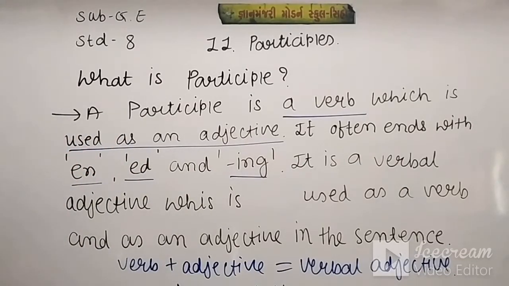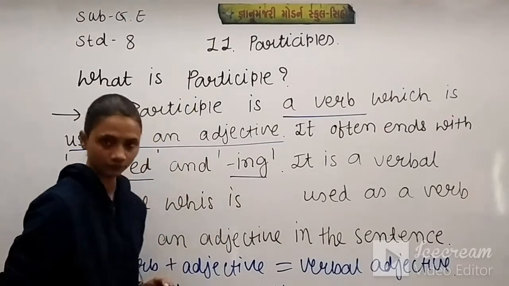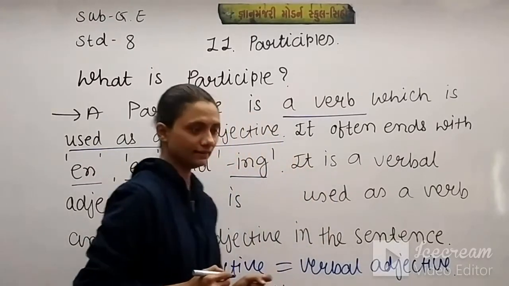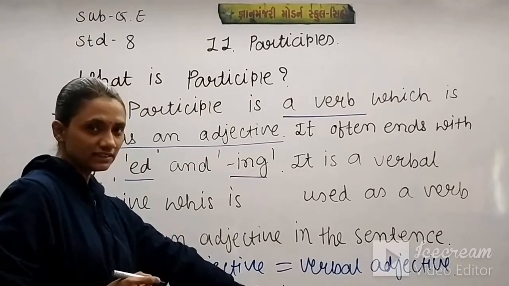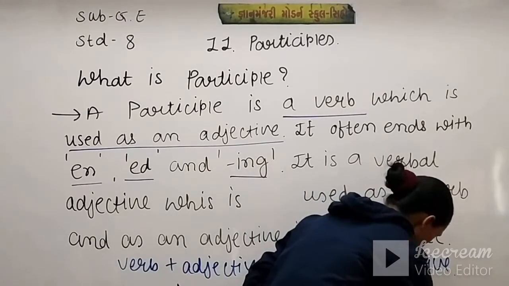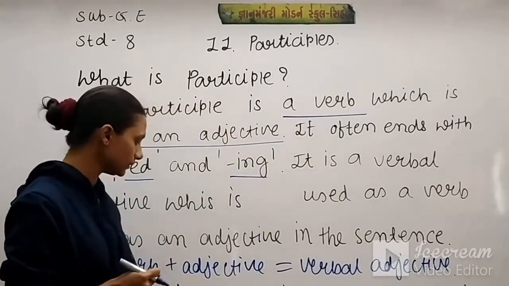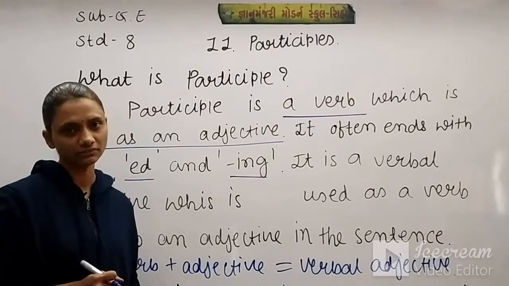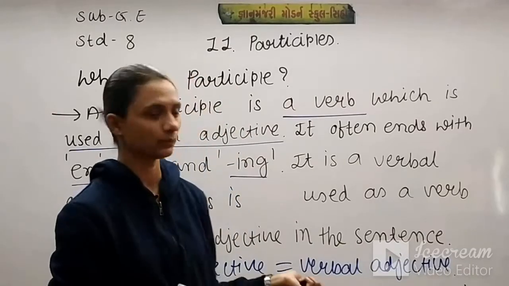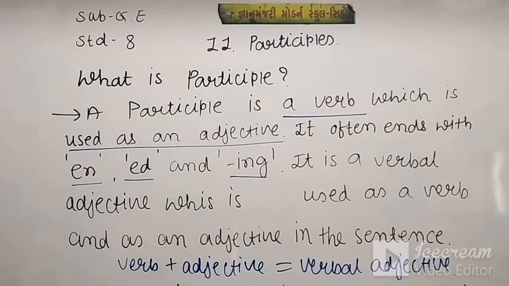Here this doll is a noun, dancing is our adjective, but the main form is dance. So this verb dance plus ing is equal to dancing. So this ing form with verb is used as an adjective here. So we can say here that dancing is used as a participle. Okay, please note this down. After that I will give you more examples.